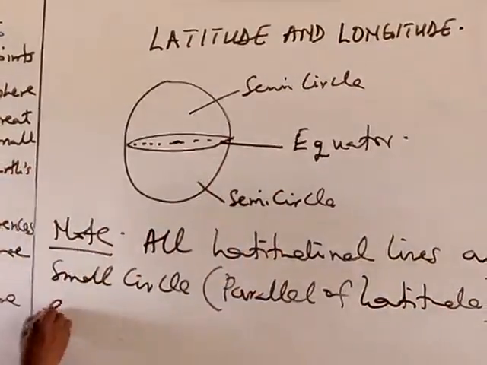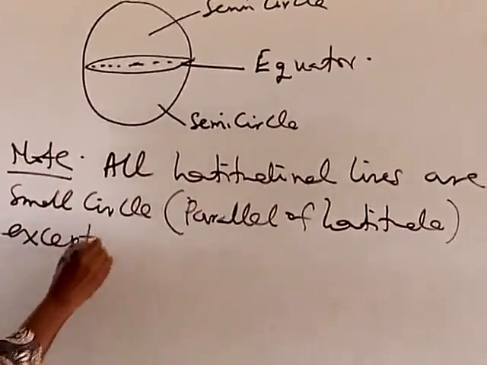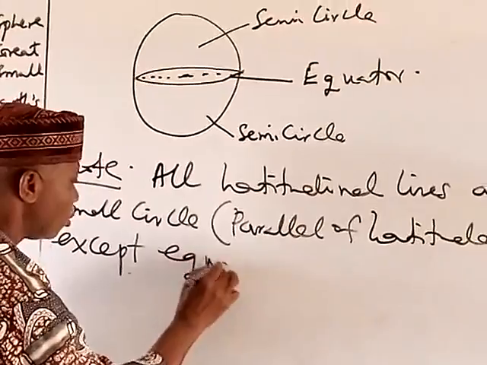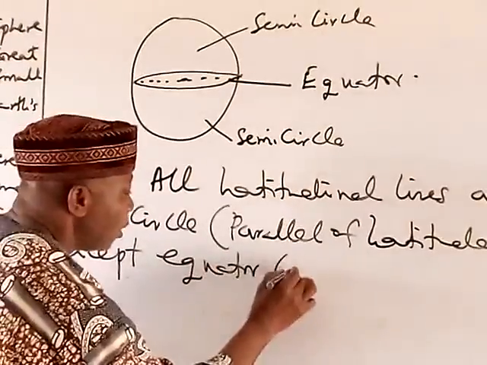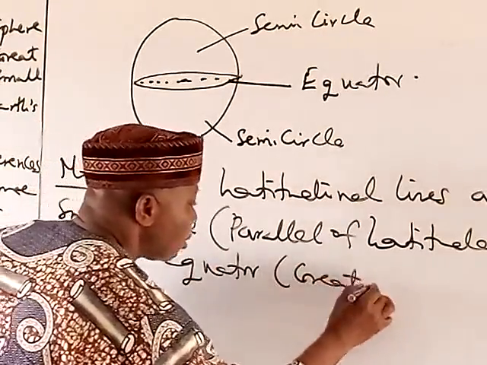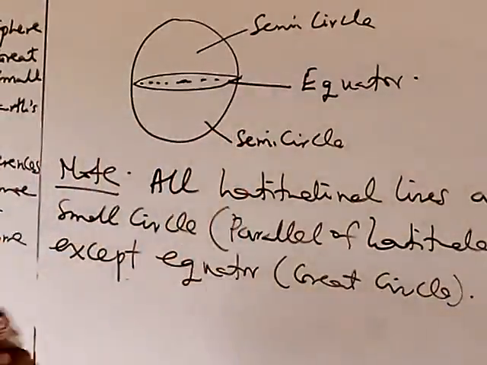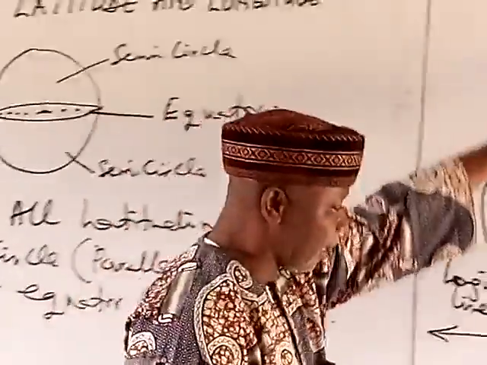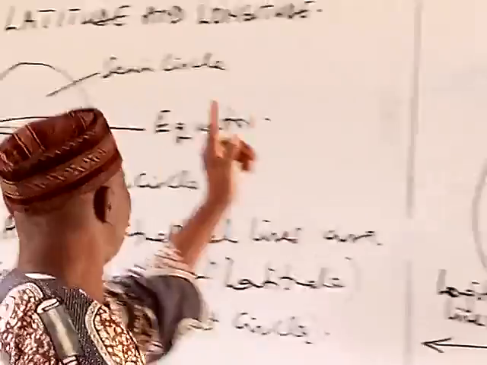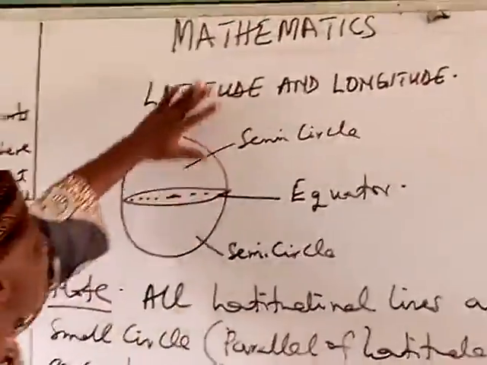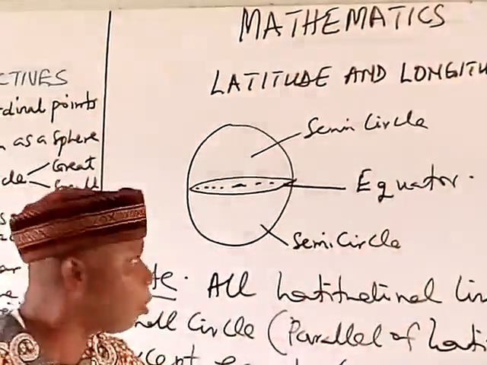Except the equator, which is what? A great circle. It means here that all longitudinal lines are great circles. The equator is also a great circle. But the remaining latitudinal lines are small circles.